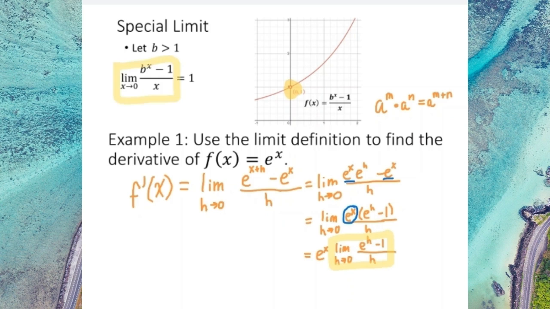Well, this limit as h approaches 0 of e to the h minus 1 over h is exactly the same as the limit we were taking in our special limit property. Since e is greater than 1, then we can apply the special limit, and we have that our limit equals 1, and e to the x times 1 equals e to the x. So what we have just shown is that the derivative of e to the x is e to the x.